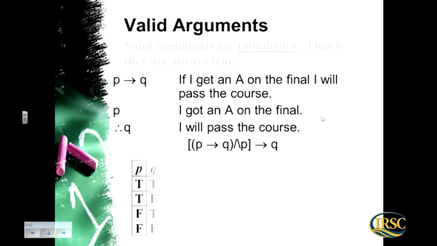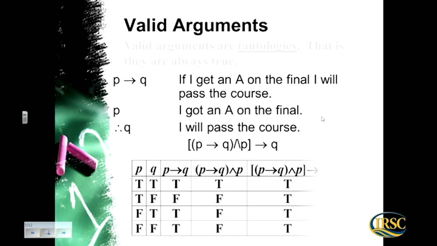Okay, so here was our truth table. And this is what you should have gotten in your truth table. And so notice that the last column is all truths, therefore this argument is valid. So you can make a note, this is valid.